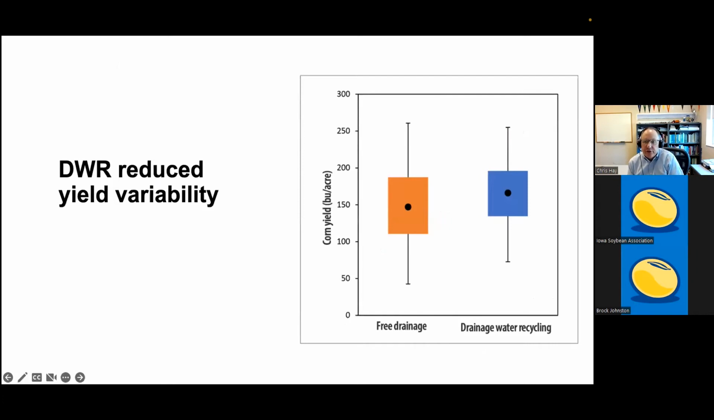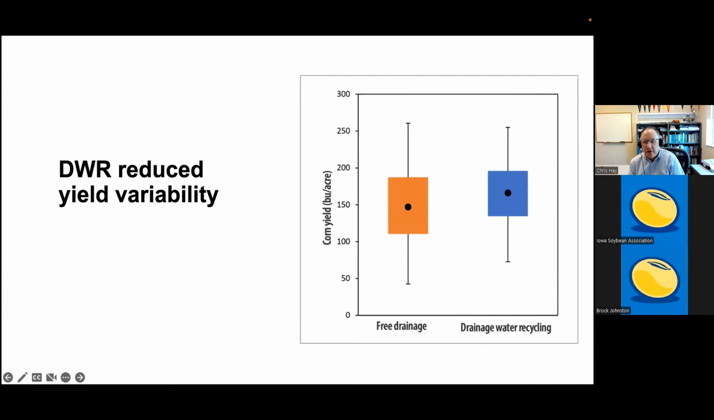But in addition to increased yield, the other thing that we saw was we reduced the yield variability. On the figure there, the orange box is with just regular free drainage. The blue is drainage water recycling. The height of the box designates where 50% of the yield values were at. Then the whiskers that extend up and below those boxes represent the range of yields that we saw.